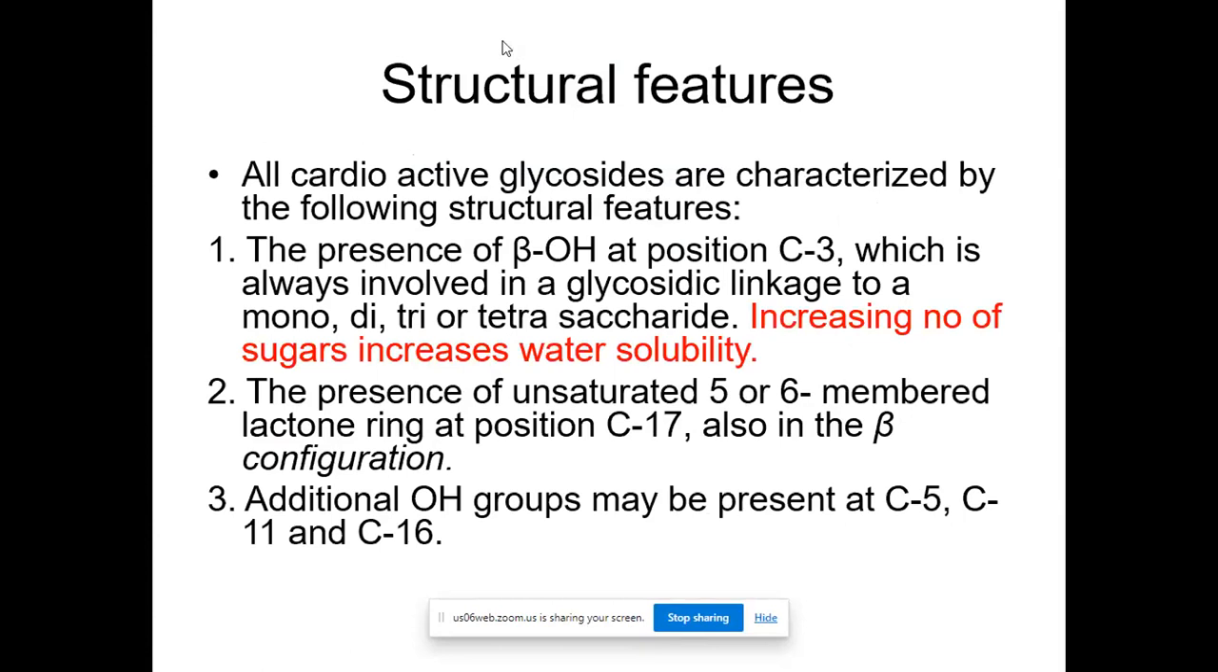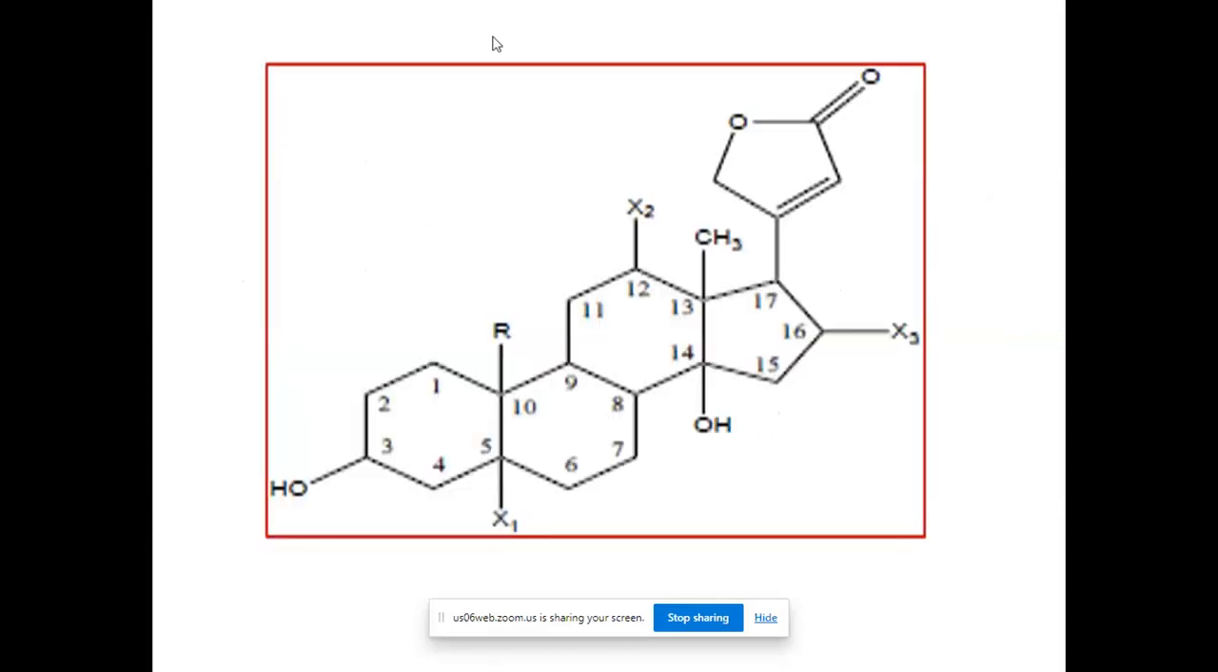So all cardiac glycosides are characterized by the following structures: the presence of the beta OH at position C3. That's what I had mentioned. When you increase the number of sugars, you can increase the water solubility. We have the presence of the unsaturated 5 or 6-membered lactone ring at position 17, as you've seen in the diagram above, which is also a beta configuration, and also there's OH at carbon 5, carbon 11, carbon 16, and carbon 14, which is not included here, as you can see from this structure.